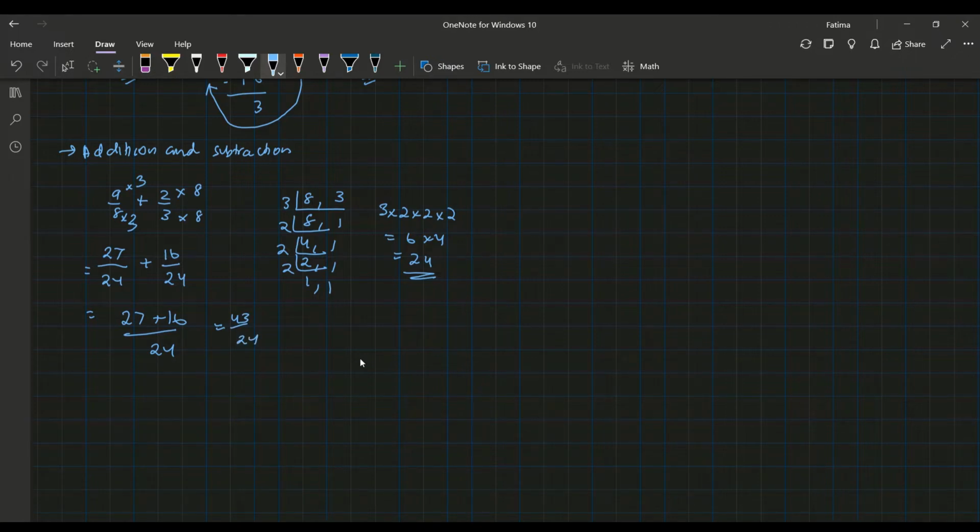And that is your answer for this part of the question. So the reason why I say that we need to apply the same change we make to the denominator to the numerator is because these fractions are basically ratios.